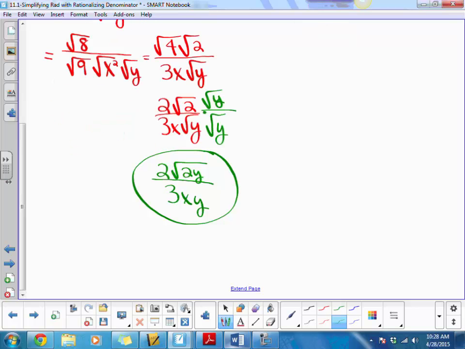Okay? All right. So that's just a short tutorial on how to simplify radicals. I hope that helps.